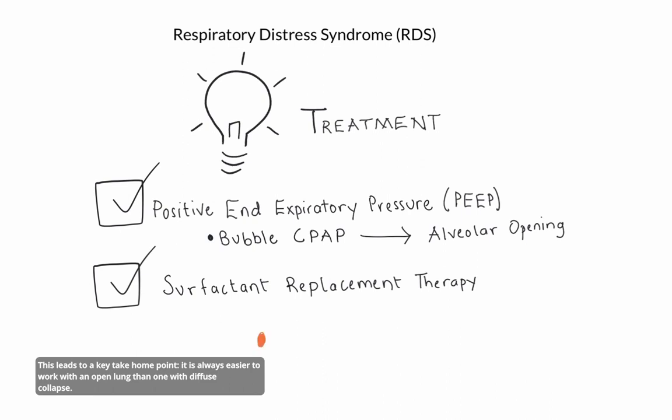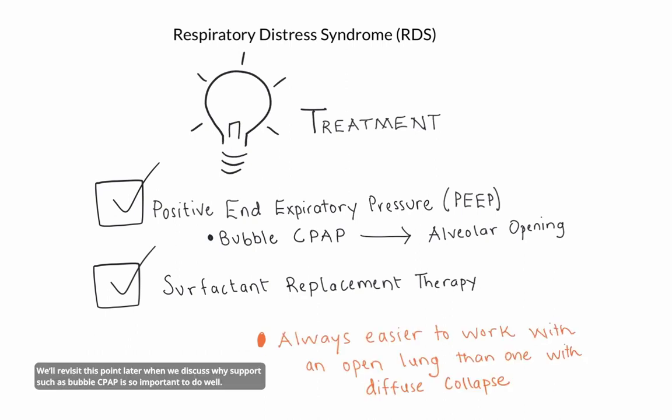It is always easier to work with an open lung than one with diffuse collapse. We will revisit this point later when we discuss why support, such as bubble CPAP, is so important to do well.